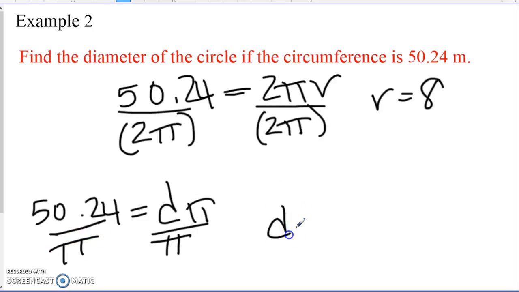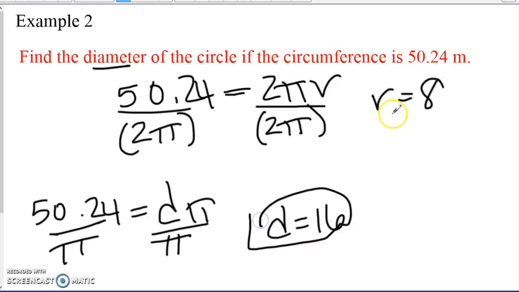If you did it this way, all you would have to do is divide by pi, and remember we're using 3.14, so 50.24 divided by 3.14 is 16. If I wanted the radius, this would probably be the better way to do it. Since it asks for diameter, this is your final answer, or take the radius answer and multiply it by 2, whatever works for you. That's really the extent of circumference. I'll talk about exact and approximate answers in the next slide after we do area.